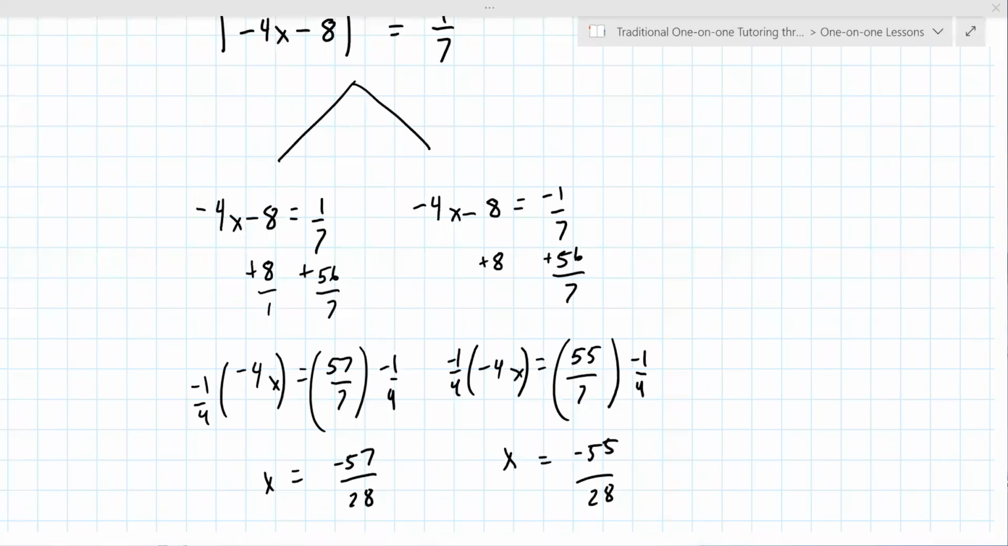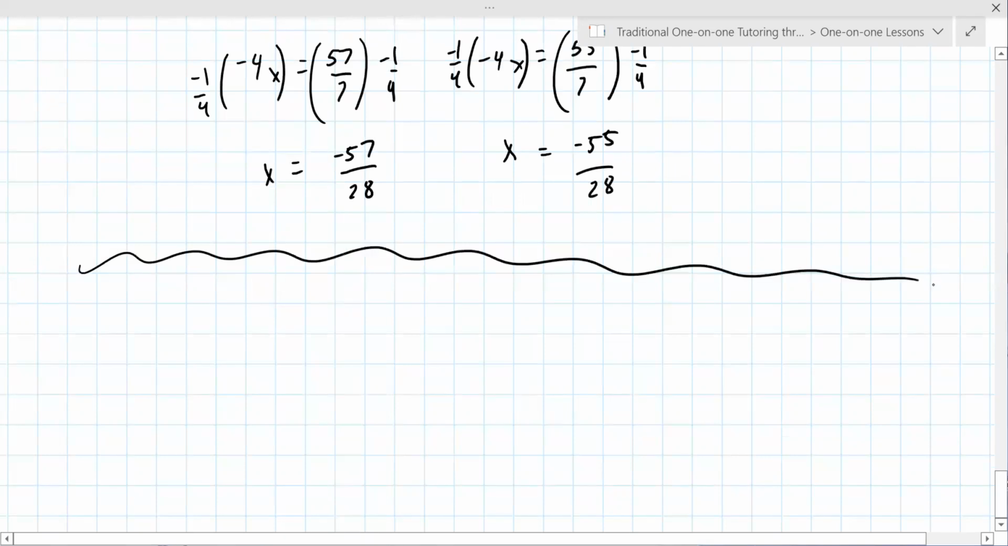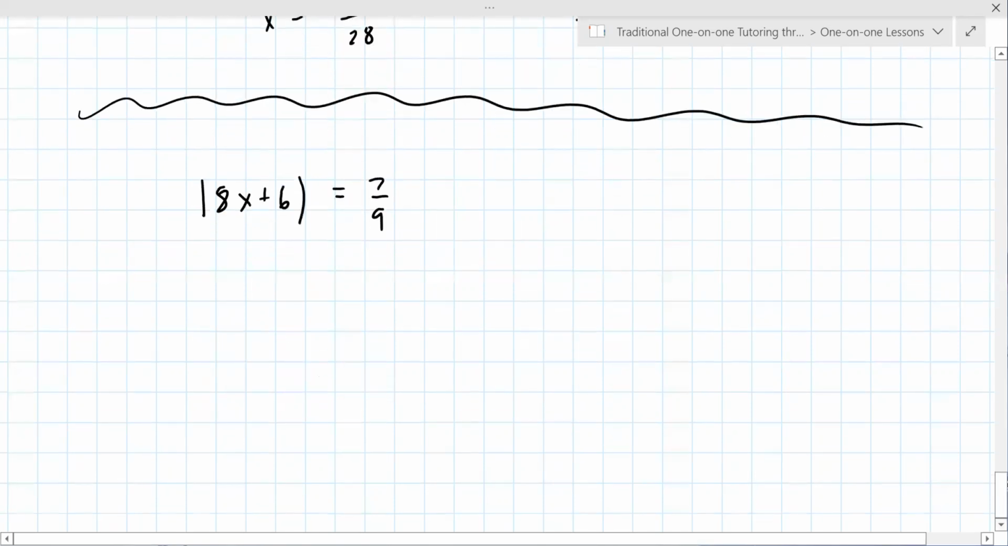Okay, now we have not done one where you have to subtract, but might as well bring that up here now. So absolute value of 8x plus 6 equals 7/9. What are the two equations?